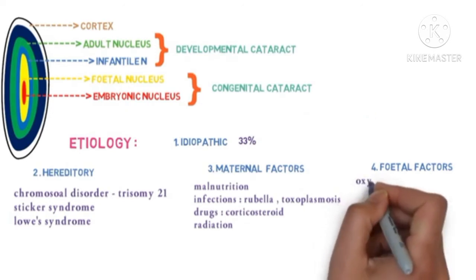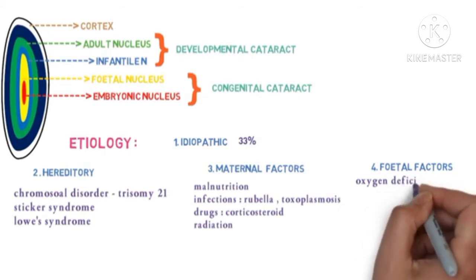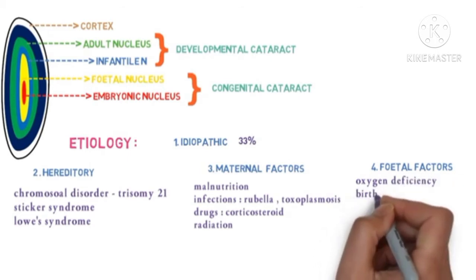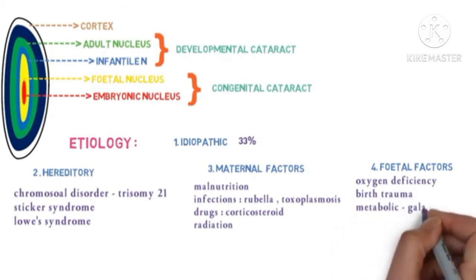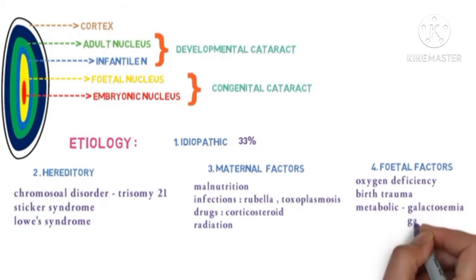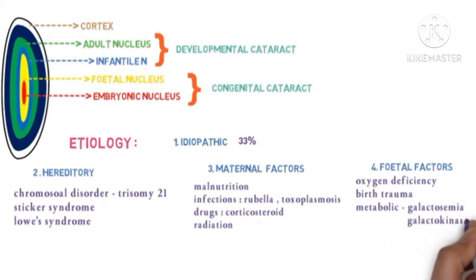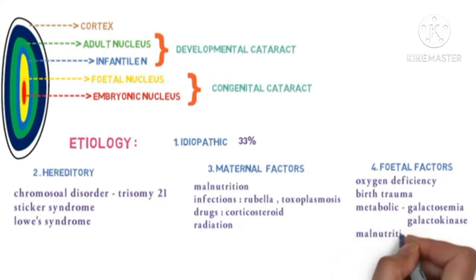Moving towards the fetal factors, in which there is oxygen deficiency, that is anoxia, there may be birth trauma, or metabolic disorders like galactosemia or galactokinase deficiency, or it can be due to neonatal hypoglycemia. Malnutrition in early infancy may also cause developmental cataract, associated with other congenital disorders that we discussed earlier, that is trisomy 21, Stickler syndrome, Lewis syndrome or Down syndrome.